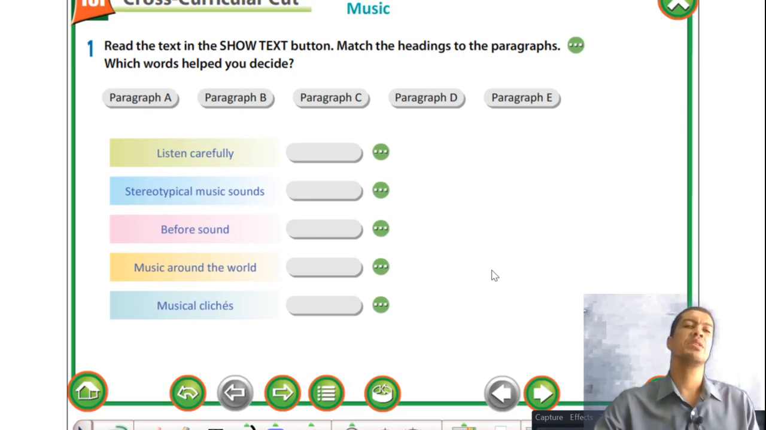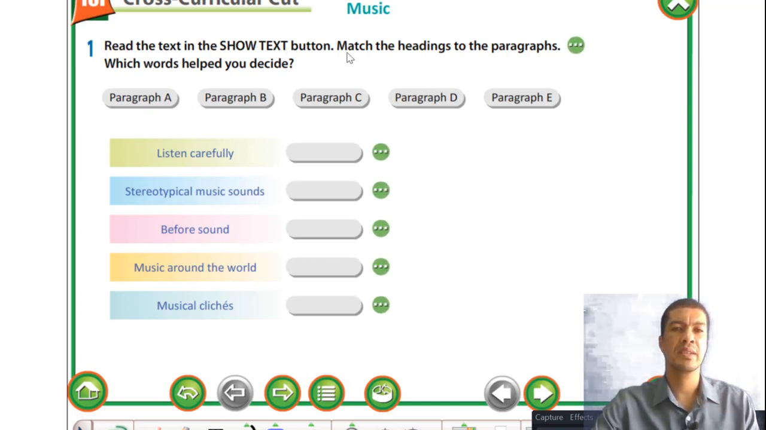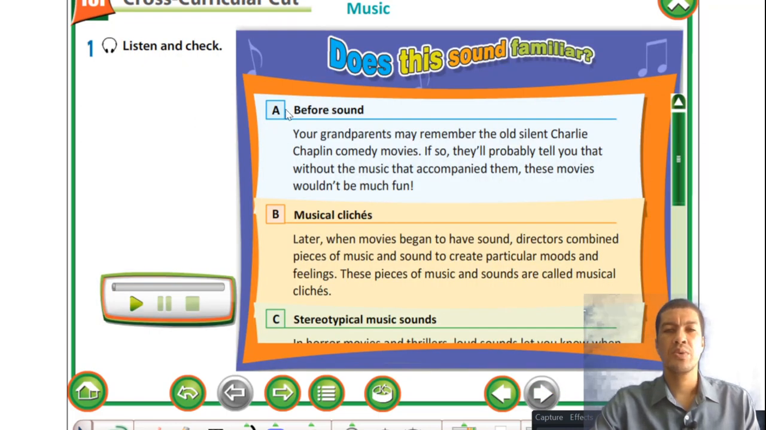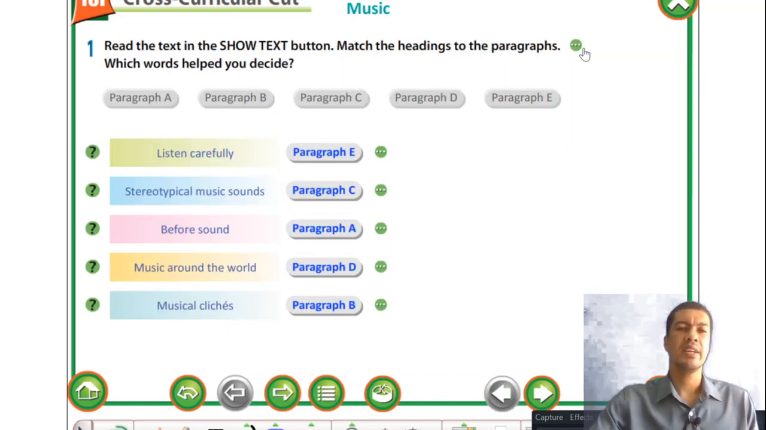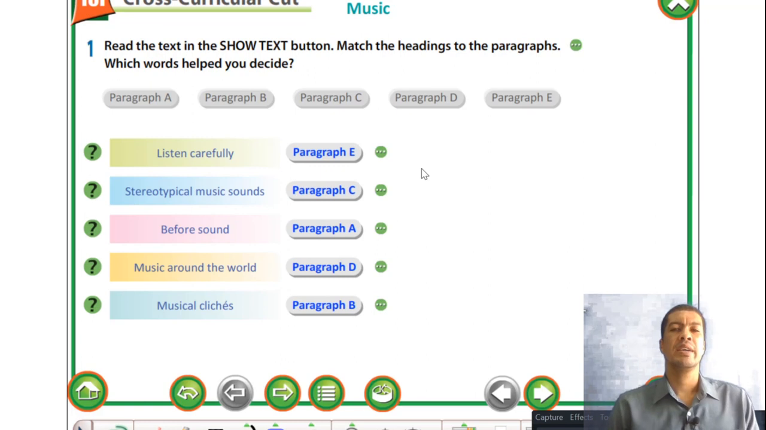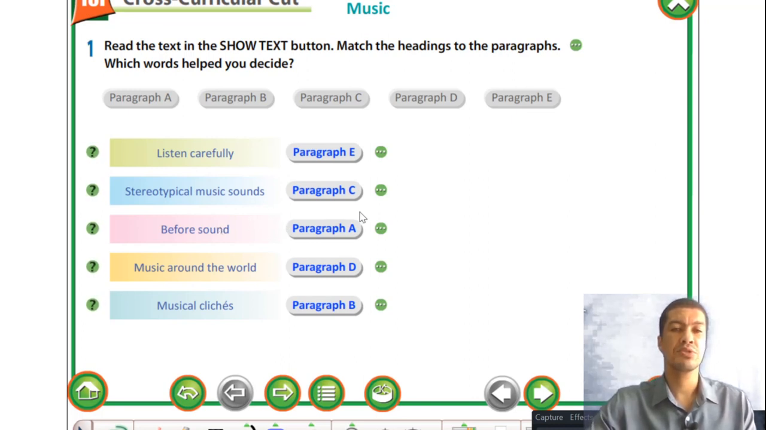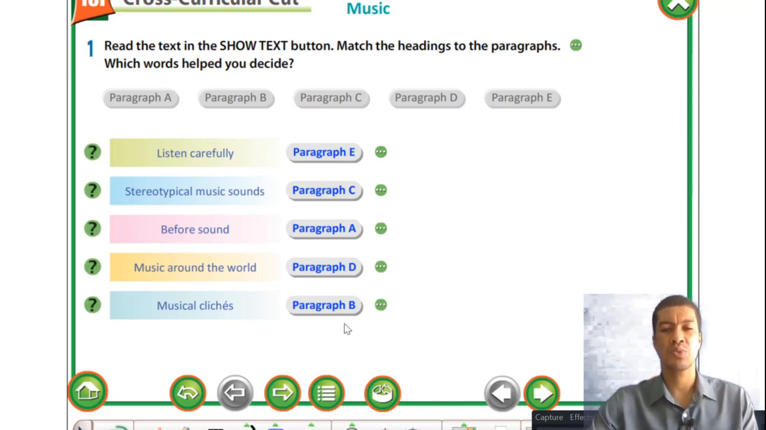If we go back, we need to read the text in the show text button and match the headings to the paragraph. So listen carefully goes to which paragraph? Now if we look here, it's labeled A, B, C, D, E, and F. All we need to do is to check and fill in all of the missing paragraphs. So we see that listen carefully is the last paragraph of our passage. Stereotypical music sounds goes to paragraph C. Before sound goes to paragraph A. Music around the world goes to paragraph D. And musical cliches goes to paragraph B as well.